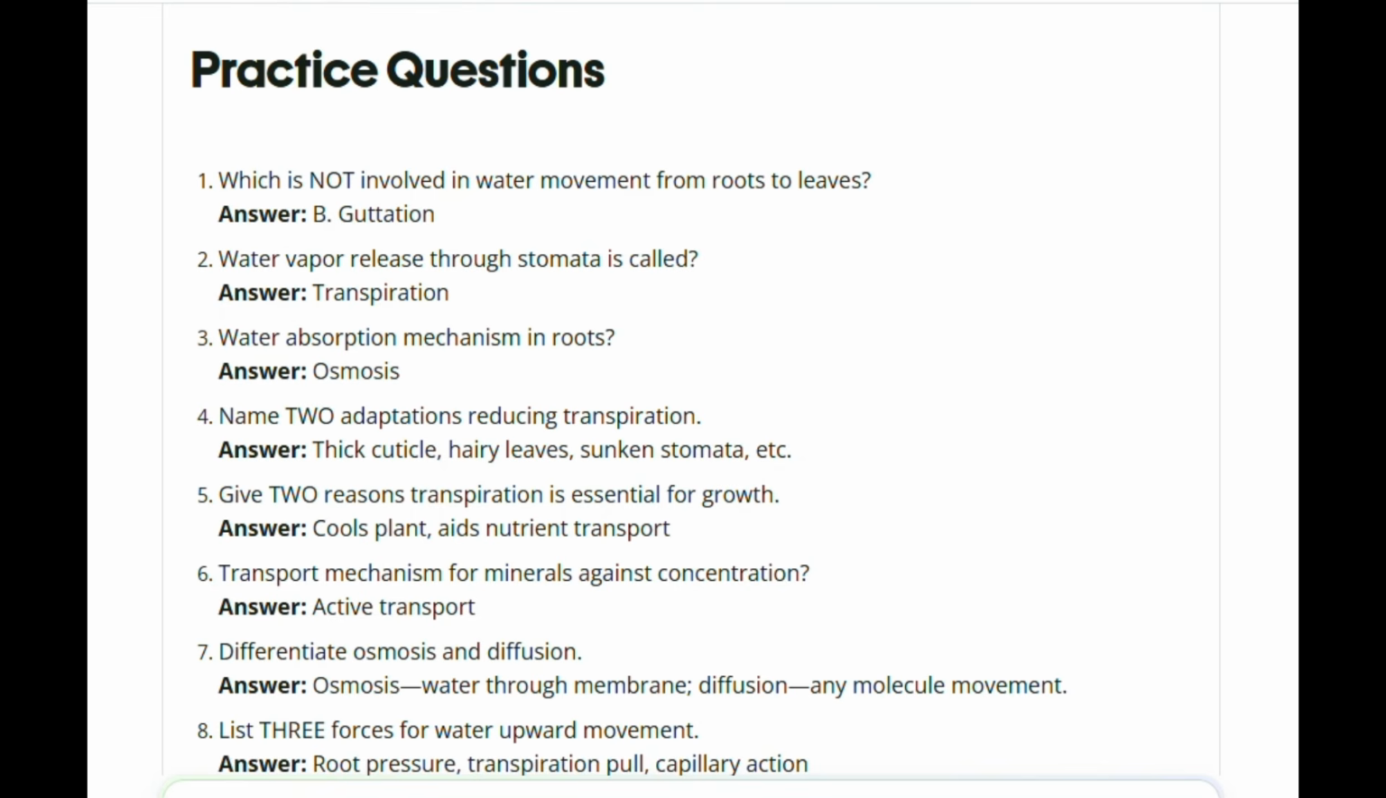Which is not involved in water movement from roots to leaves? That's gravitation. Gravitation is not involved in water movement from roots to leaves, right? Gutation is simply the loss of water in liquid form. That's when the water leaves the plant, and it's not through water vapor, it's in liquid form, right?